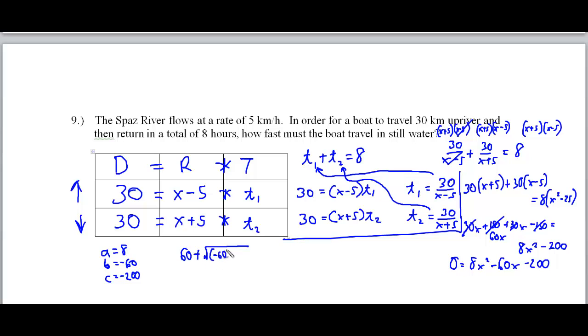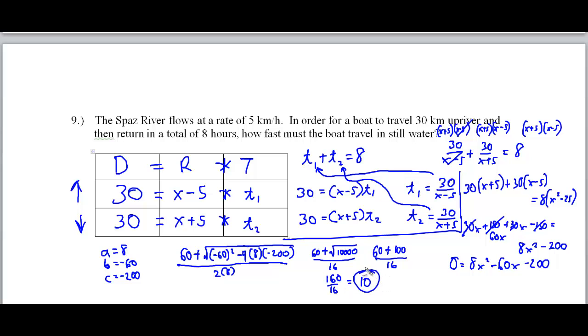So this gives me negative negative 60, plus the square root of negative 60 squared minus 4 times 8 times negative 200, all over 2 times 8. And if you do all of this work up here, what you get is 10,000. So 60 plus the square root of 10,000 divided by 16, which is 60 plus 100 divided by 16, or 160 divided by 16, or 10.